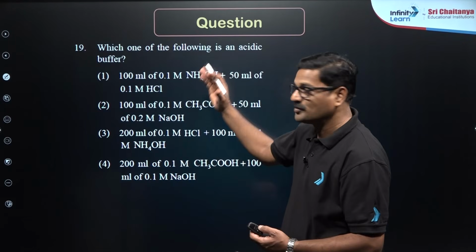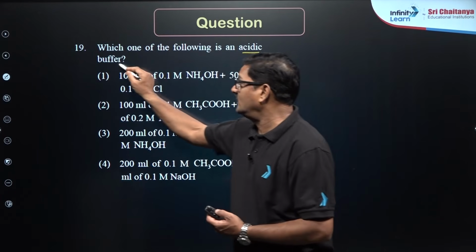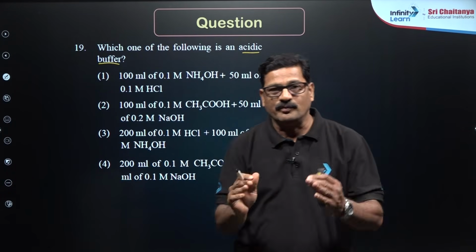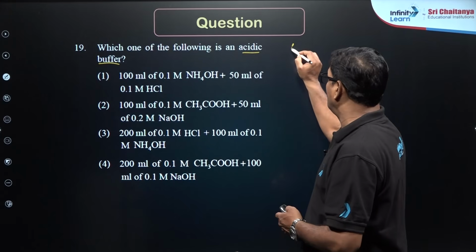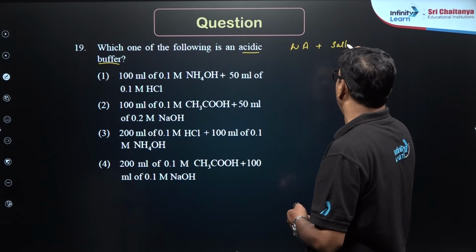Students, here is a question based on the buffer. Which of the following is an acidic buffer? In order to make an acidic buffer, you need to have a weak acid plus its salt with a strong base.